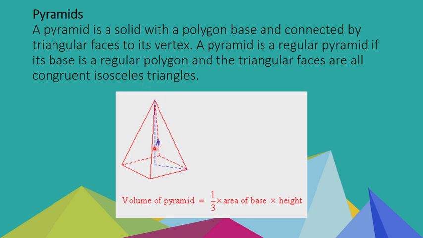So if you watch here, the base is in the square shape, and these have isosceles triangles, and therefore these are all isosceles triangles. So the volume of the pyramid is equal to 1 by 3 times the area of the base into the height. So like this we can find out the volume of the pyramid.